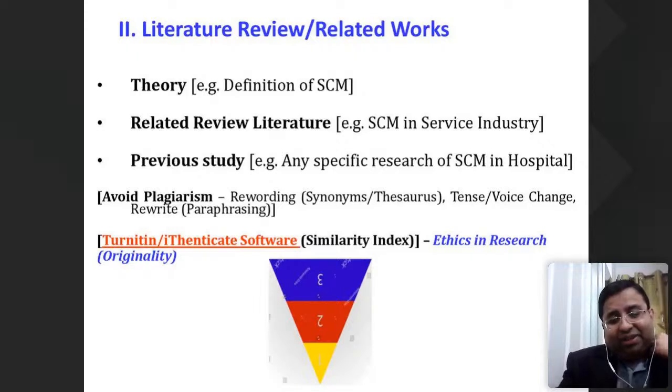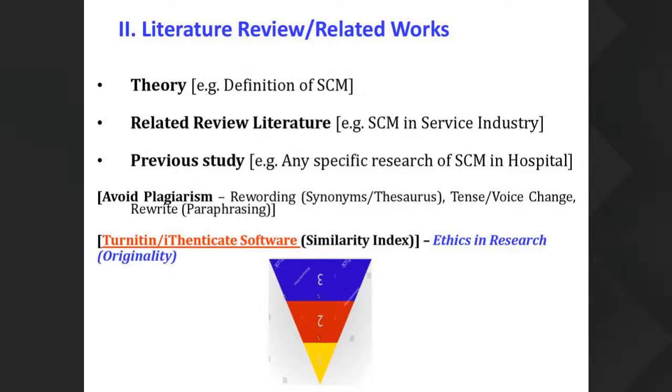Did you see the one diagram here? This is a pyramid, the reverse version, 3 to 1. Basically, 3 is the theory, 2 is the related review literature, and 1 is the previous study. So what I said here is, at first the theory, secondly the related review literature, and thirdly the previous study. And if you ask me, sir, what is our target, our destination? Our destination is this one, the vertex. If you design 3 to 1, we can come to the vertex. That is our target.